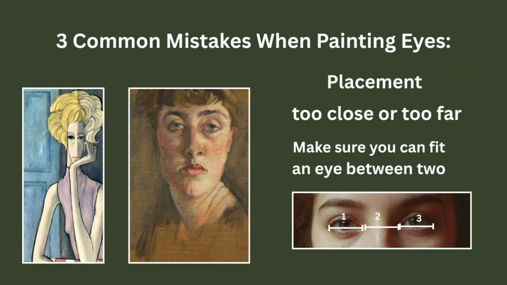Number 3, placement and position. Incorrect spacing between the eyes is another common issue. There should be roughly the width of one eye between the two eyes. It's only true in the full frontal view. Avoid placing them too close or too far apart. It distorts the entire structure of the face, since we use the eyes as our alignment to find other features.